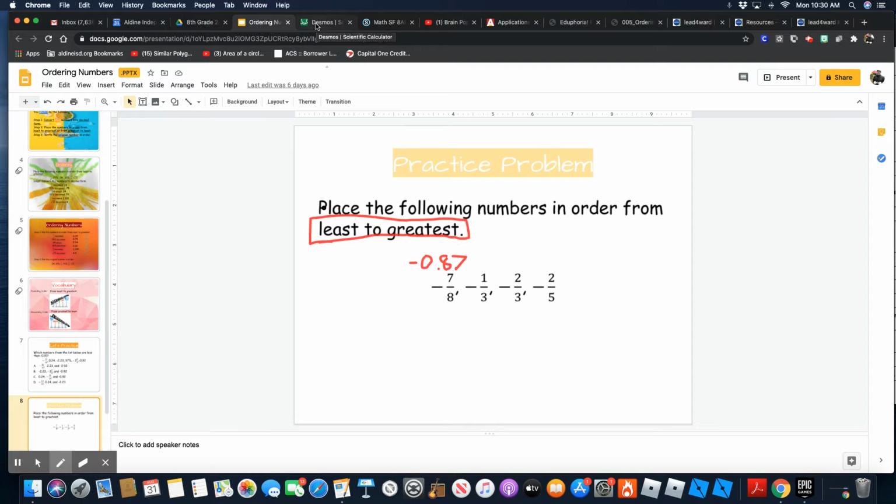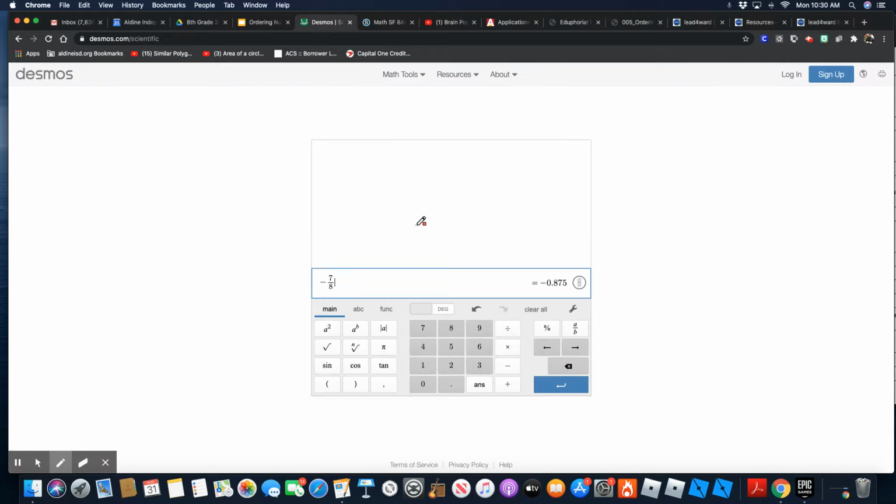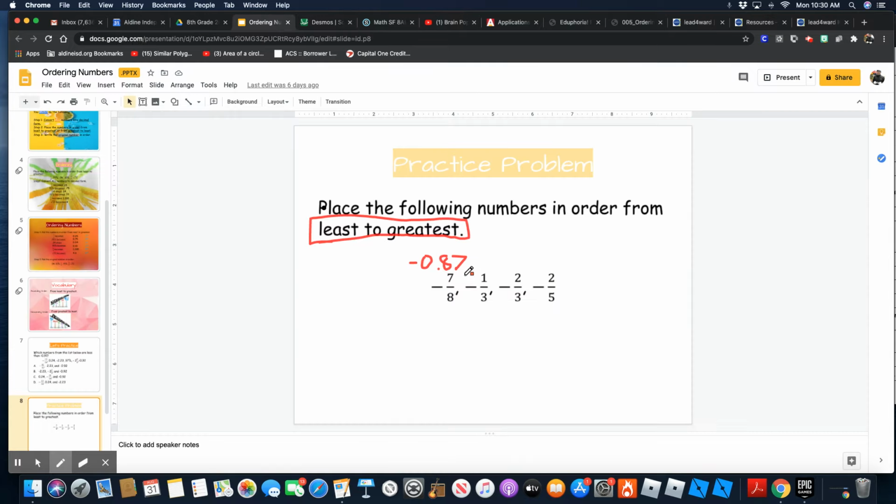All right, my next number is -1/3. If I'm unsure how to do that in my head, I can use the calculator. -1 divided by 3 gives me -0.333, and that goes on forever. Again, I'm just going to stop two places after the decimal. So that's -0.33. Then I've got -2/3.